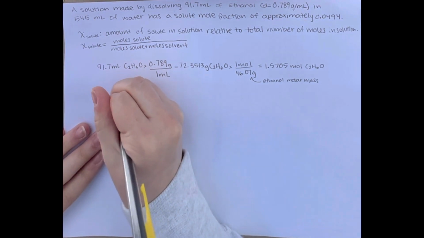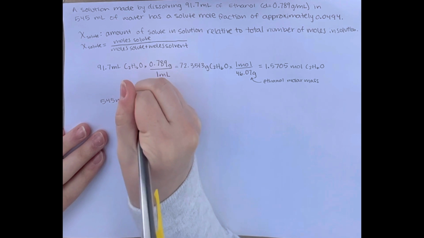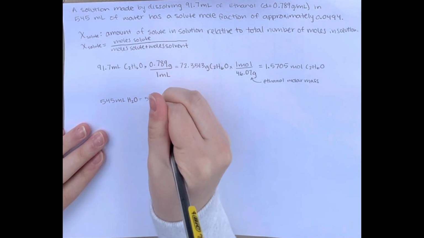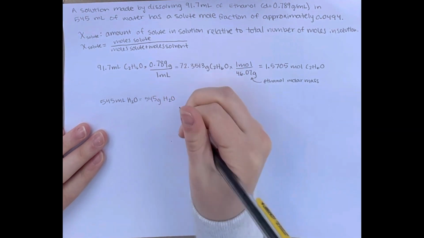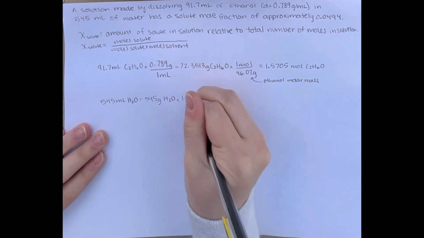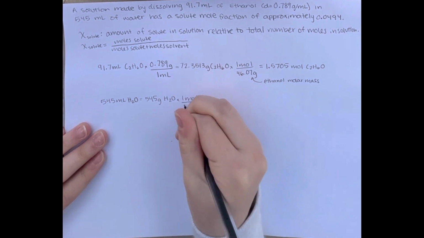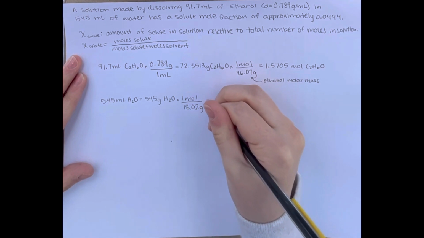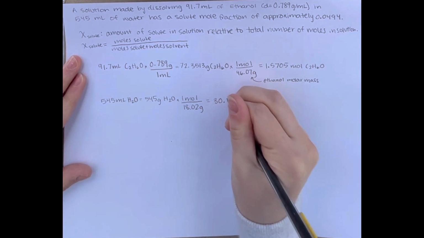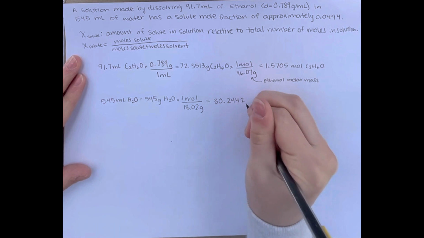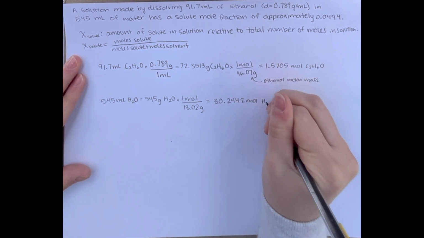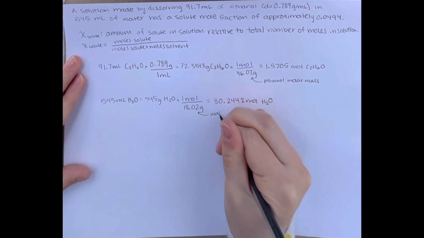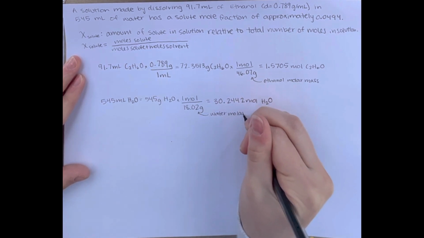Next, we have to do the same thing with water. Luckily, water's density is 1 gram per milliliter, and we have milliliters, so that means we have grams. So we can just say that 545 milliliters of water is equal to 545 grams of water. Then we do the same thing, dividing by its molar mass to get the number of moles that we have. Now we know that we have 30.2442 moles of water. And then I'm just going to show again that this value here is the molar mass of water.